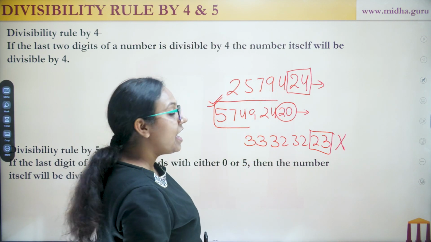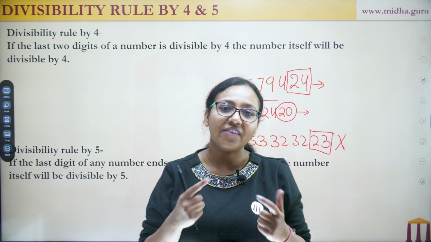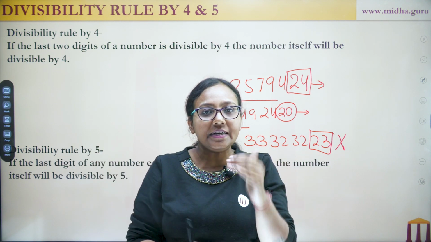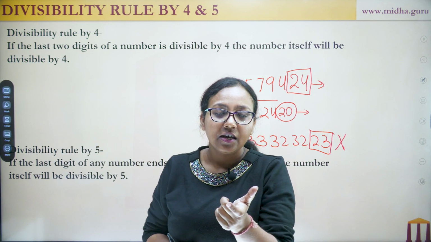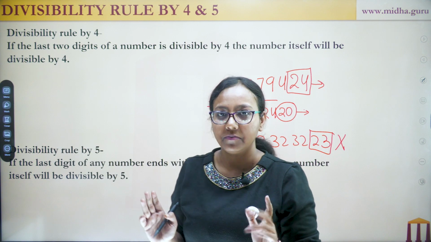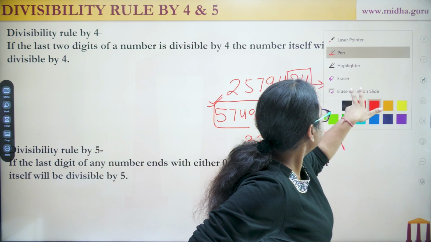Really simple, right? Now the simplest is the divisibility rule by 5. Here you need not check multiples or factors, nothing. You just look at the last digit. If the last digit is 0 or 5, the number is divisible by 5. Very easy. Let's see some examples.